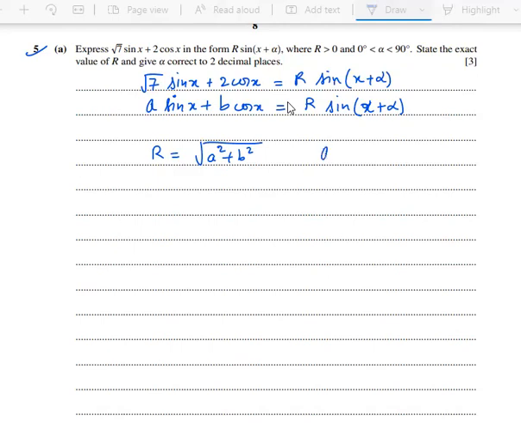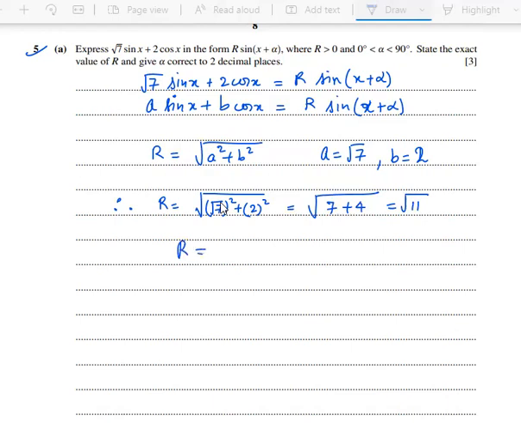Comparing this given equation, root 7 sine x plus 2 cos x, equals r sine of x plus alpha. So from here I can say a is equal to root 7 and b is equal to 2. Therefore, r is equal to under root of a square, that is root 7 whole square, plus b square, 2 square. Root 7 square is 7, 2 square is 4. So we got under root 11. Therefore, r is equal to under root 11. That's your answer.